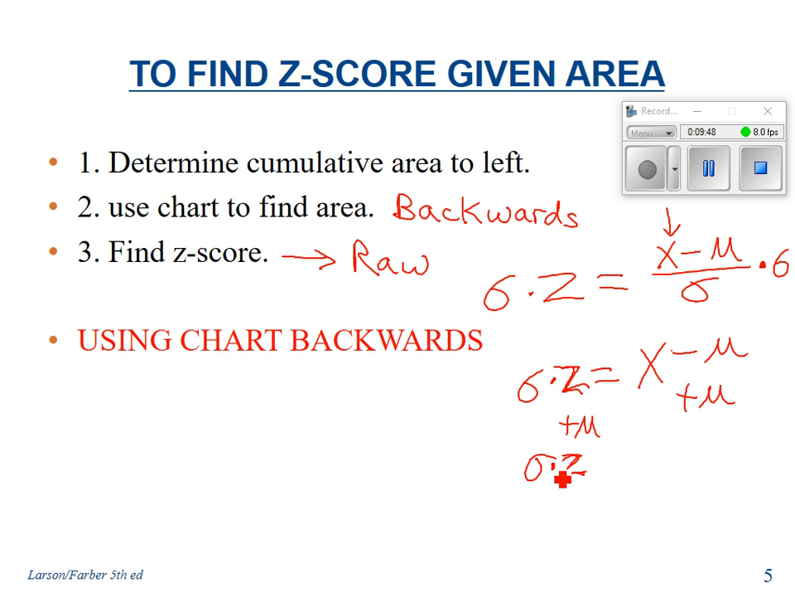Thank you. So you end up with sigma times Z plus mu equals X. That's going to be our formula to find the X value. You just plug in those three things right there: sigma times the Z-score plus mu equals X.